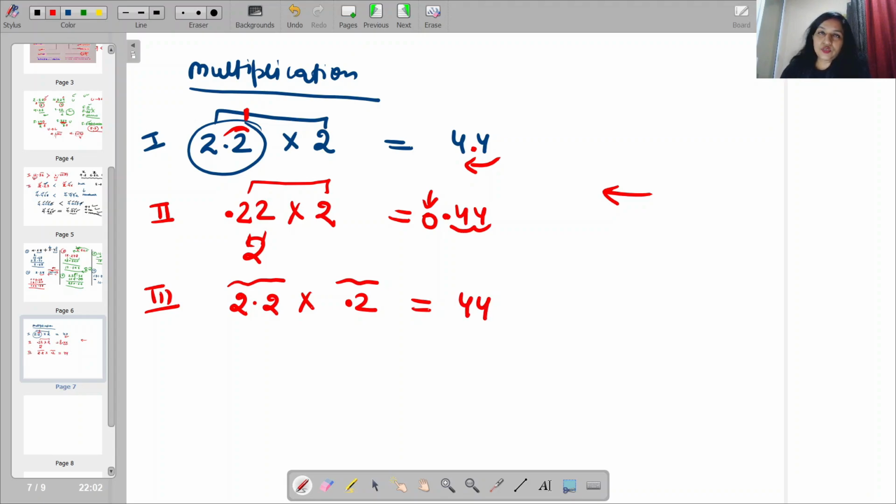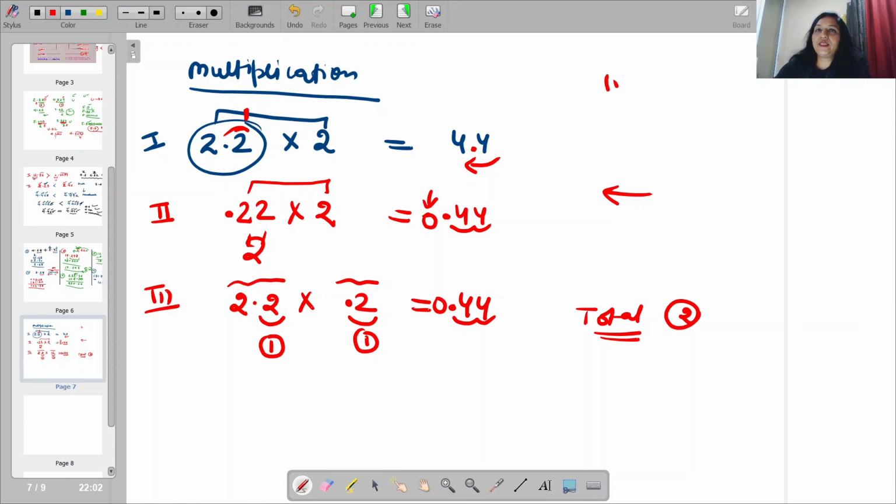Now please make sure you count how many digits are there to the right of decimal in both the numbers. यहाँ पर कितनी digit है? 1 digit. यहाँ पर कितनी digit है? 1 digit. What is the total number of digits to the right of decimal? दोनों को मिला के 1 plus 1 is 2. Now you have to put 2 position back. Answer is again 0.44. Understood?